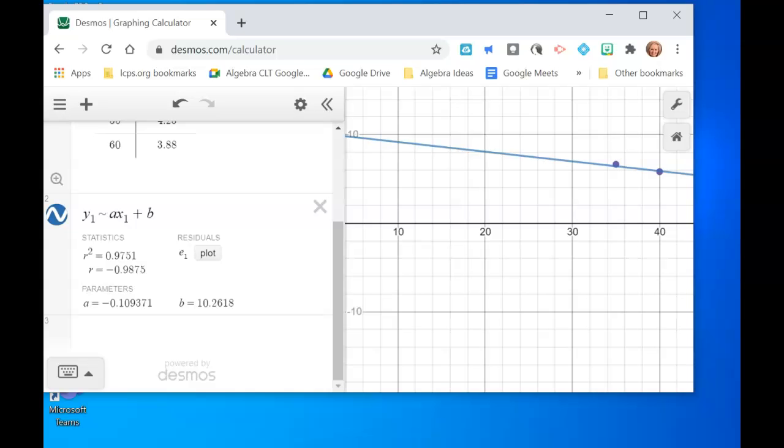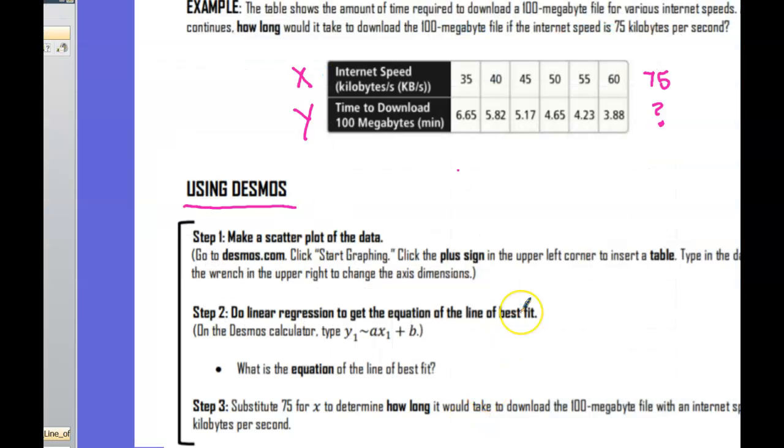That's super important. We're going to remember that information so that when we write it down, we've got our A. Our A value is negative 0.1, and our B is equal to 10.3. We then use those two values to write the line of best fit. The equation for the line of best fit is Y is equal to negative 0.1 X plus 10.3.